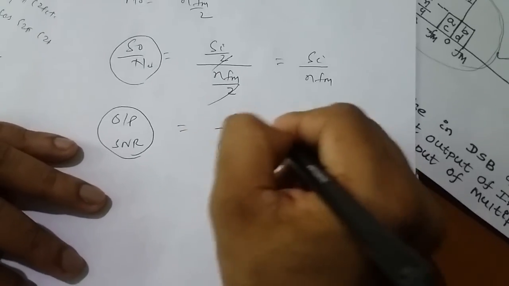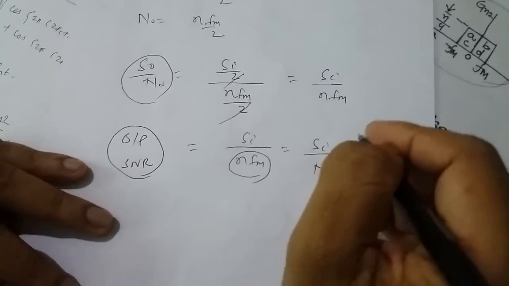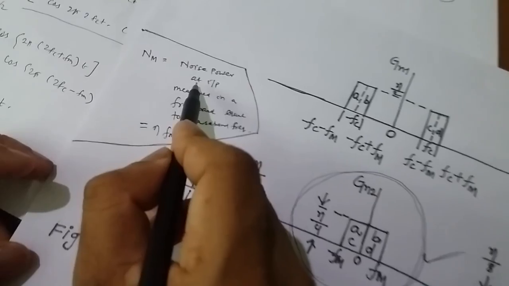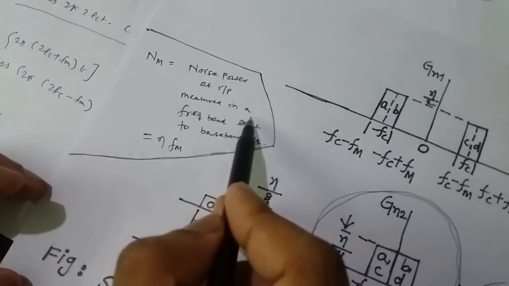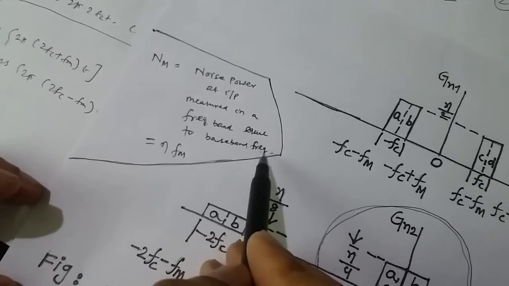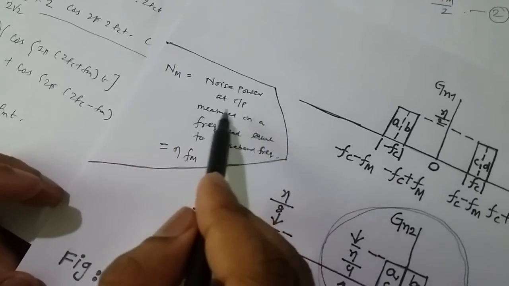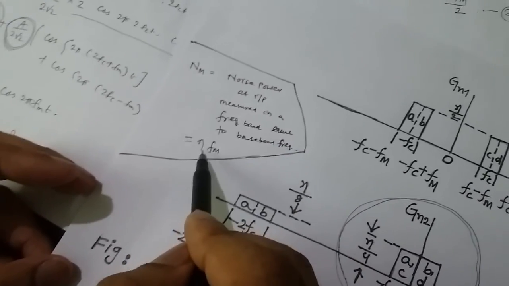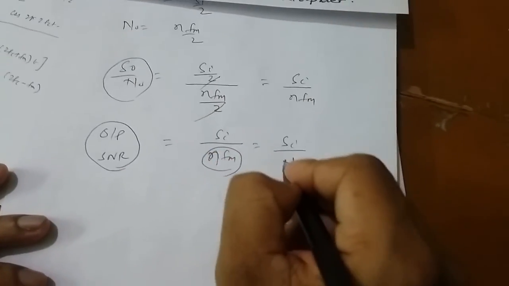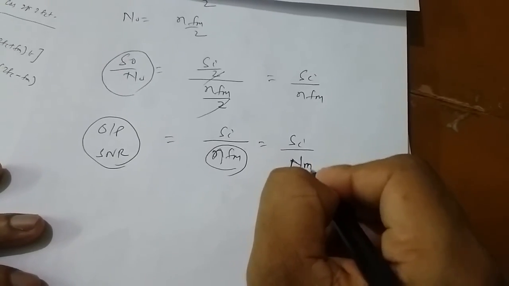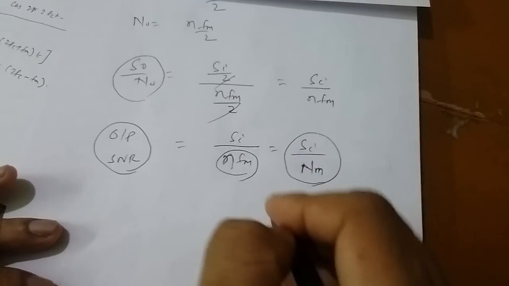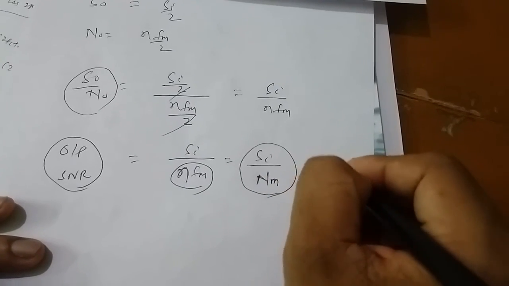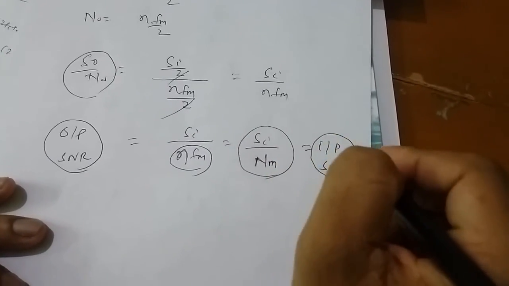We denote this eta fm as Nm, where Nm is the noise power at the input measured in a frequency band equal to the baseband frequency. That's why it is eta fm. So this is called the input SNR.